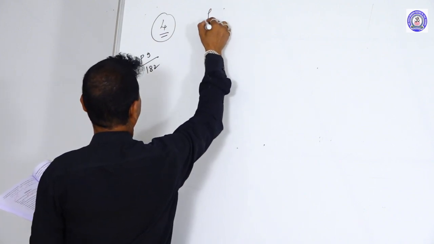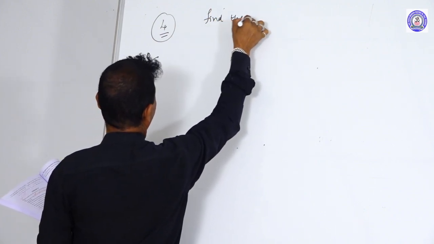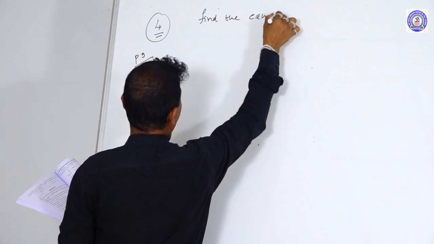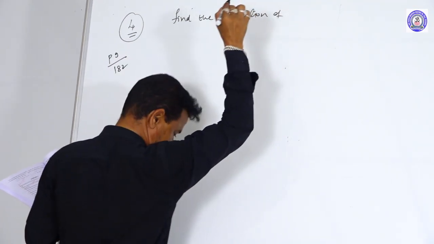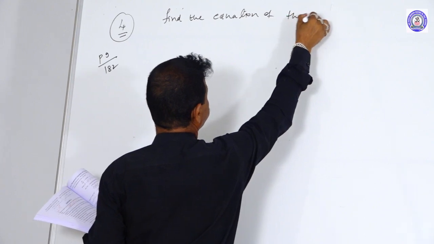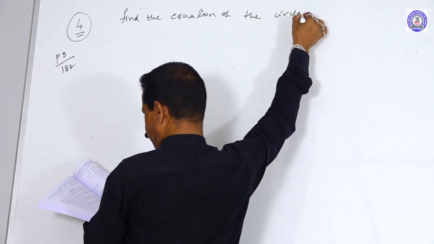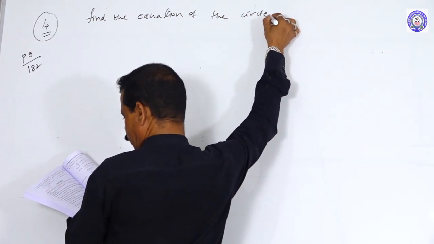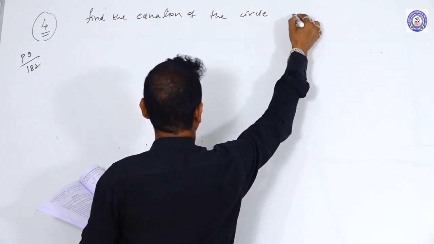Fourth problem, page number 182. Find the equation of the circle with center 2, 3.